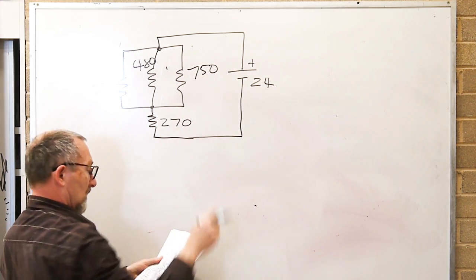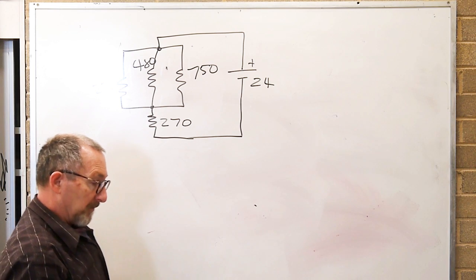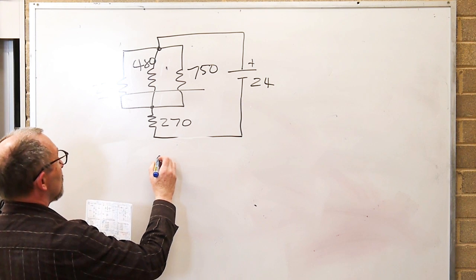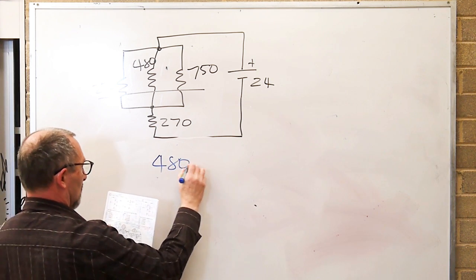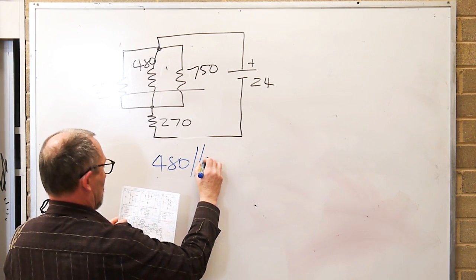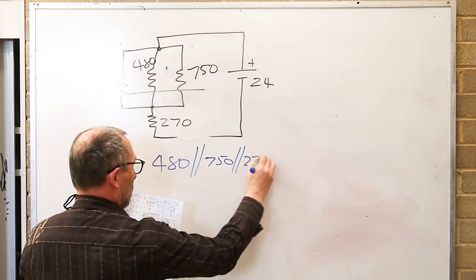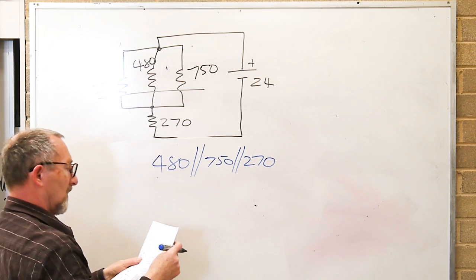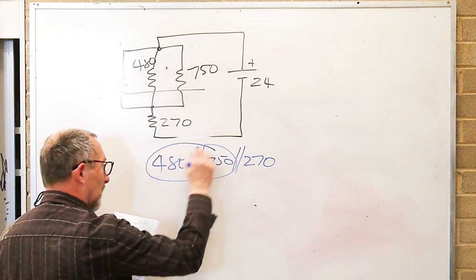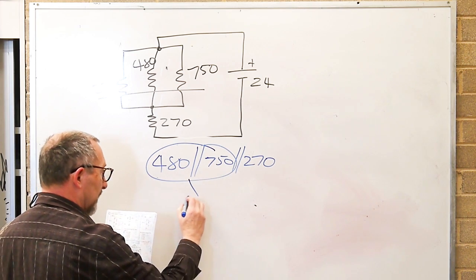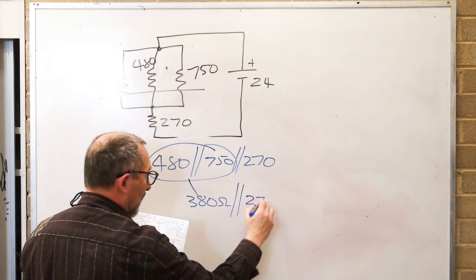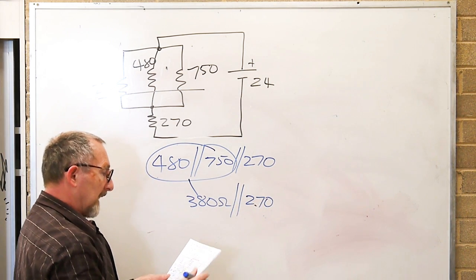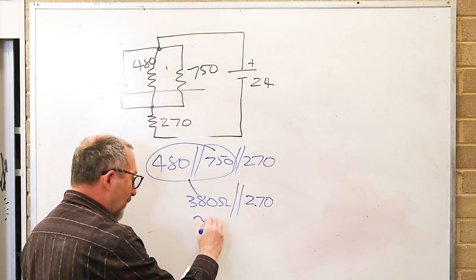270 ohms. So again, if we work with approximations, 480, 750, 270. All right, these two are going to break down to give me around about 380 ohms. It's going to be in parallel with the 270. And that's going to give me around about 180 ohms.